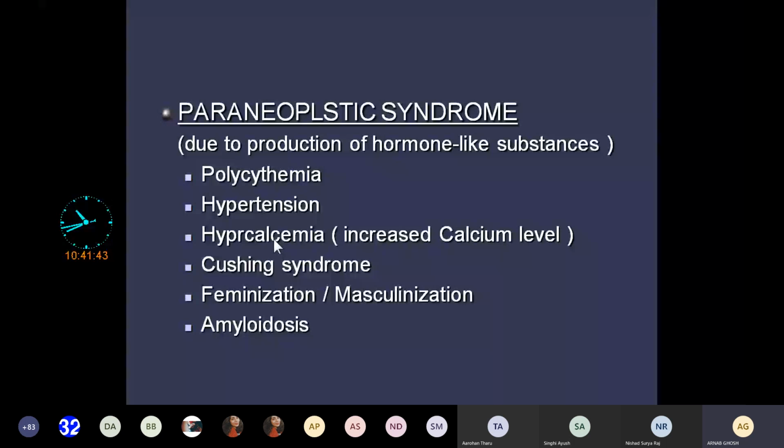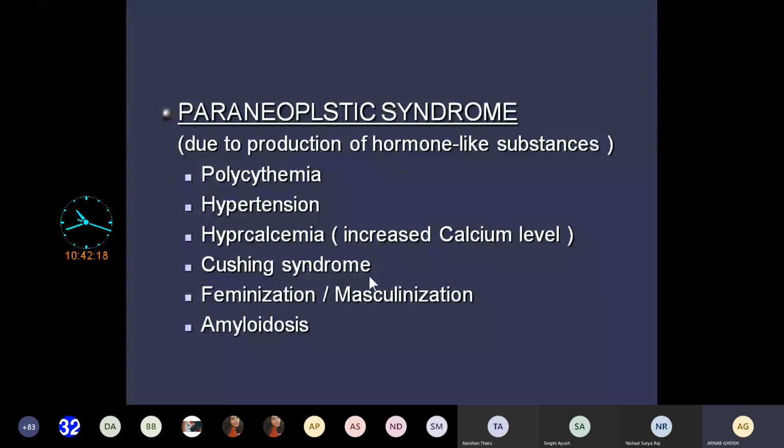Cushing syndrome is what, do any of you know? Cushing syndrome is increased ACTH level, or adrenocorticotrophic hormone. We will be discussing Cushing syndrome and all in endocrinology once again, but at least I expected you must be knowing, because it is taught in +2 that Cushing syndrome is increased adrenocorticotrophic hormone. And also there can be feminization or masculinization.